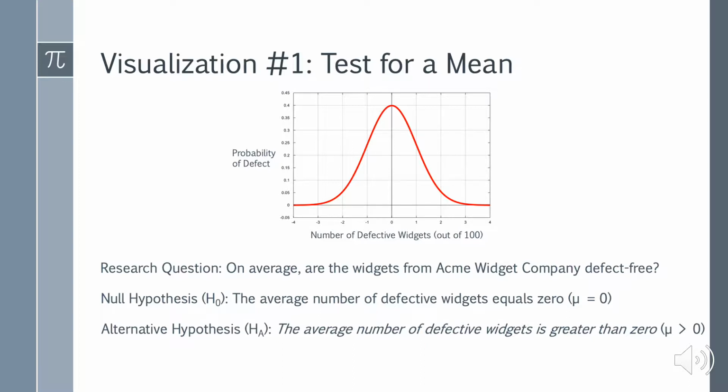Looking at the graph, the highest point of the bell curve has a 0.4 probability of defect. That is the mean. And we can thus conclude that the null hypothesis must be rejected.